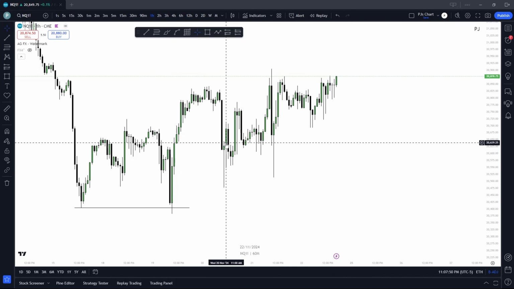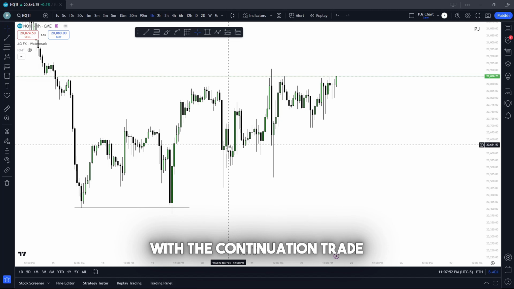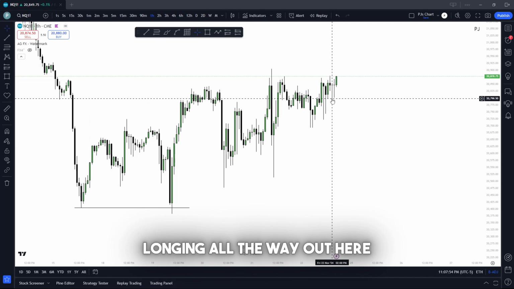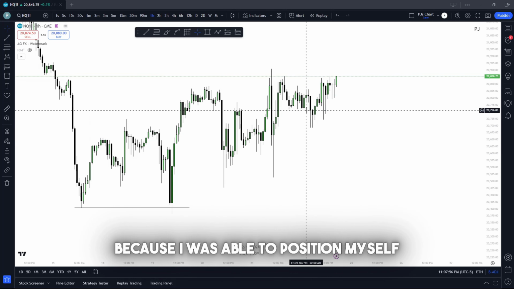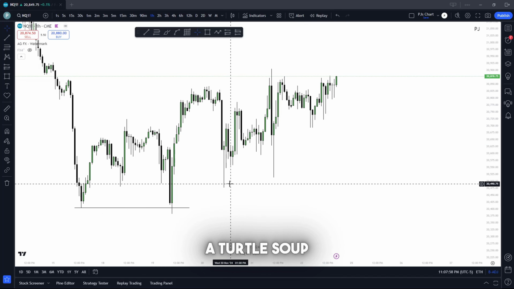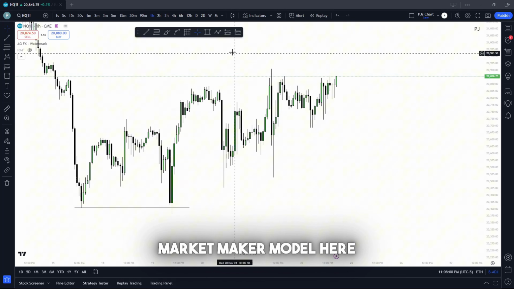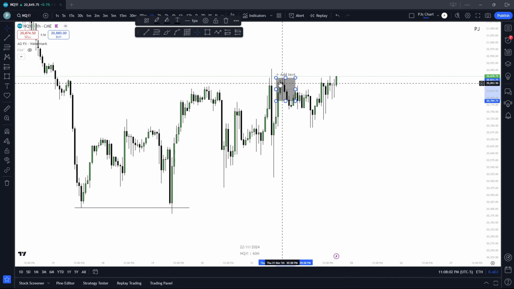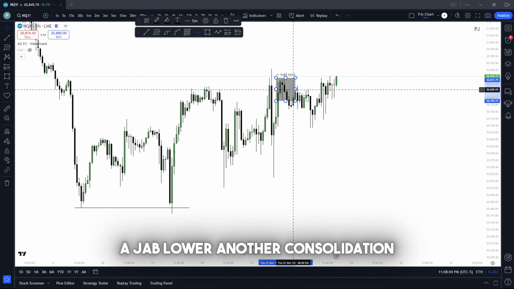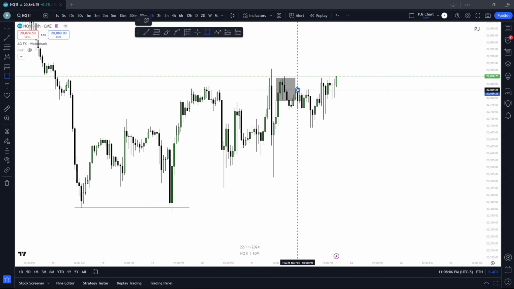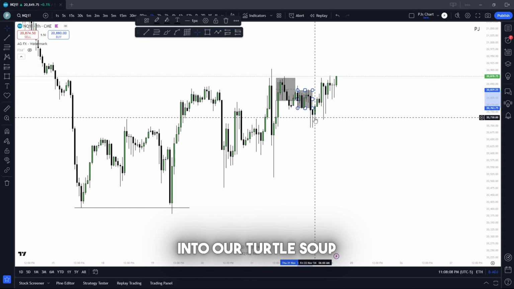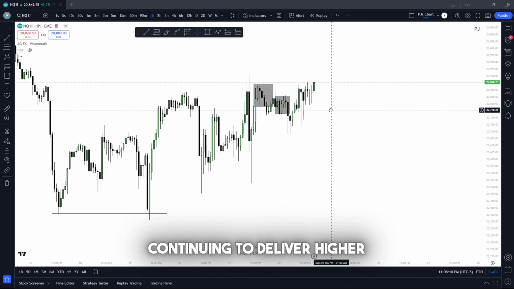trades, with the continuation trade. I ended up longing all the way out here because I was able to position myself after a turtle soup, seeing the market maker model here, right? Then a jab lower, another consolidation into our turtle soup, and then continuing to deliver higher.